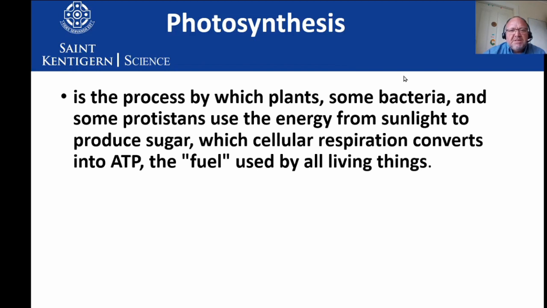So photosynthesis is the process by which plants, some bacteria, and some protists use the energy from the sunlight to produce sugar, which cellular respiration converts into ATP, the fuel used by all living things. And you'll remember that I said ATP is like a rechargeable battery. It is adenosine triphosphate, which means there are 3 phosphates on there, and when it's triphosphate, it is charged. When it is needed to give off energy, it will split off one of its phosphates, releasing energy, and then it becomes ADP, adenosine diphosphate. The adenosine diphosphate then goes back to the mitochondria and gets recharged to become ATP.